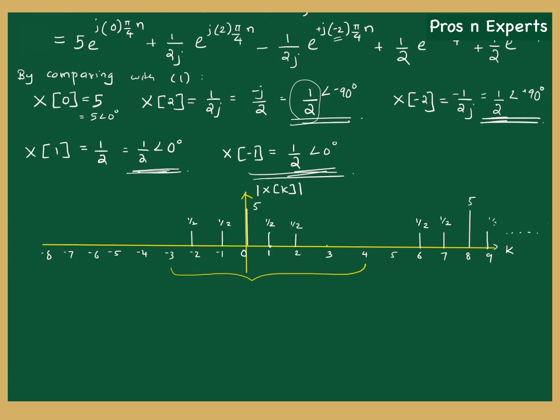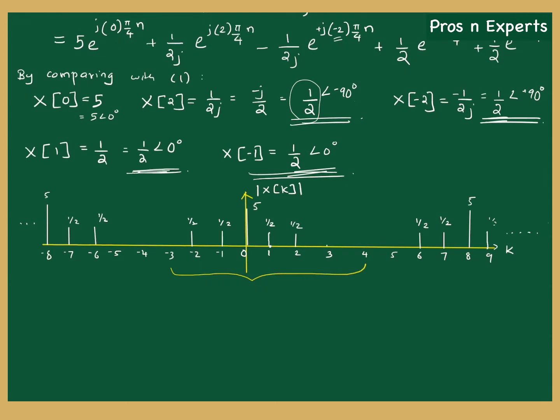In negative time, you can see that -4 is the starting or end of this time period. So 4 and 3 have no values. That means -4 and -3 will be having no values. -2 will be having 1/2, that means 6 will be having 1/2. 7 will be having 1/2. -8 will be having 5, and it goes on.